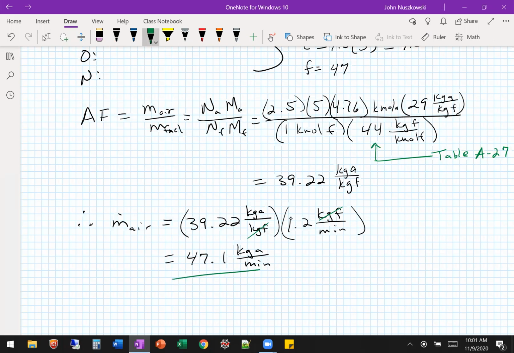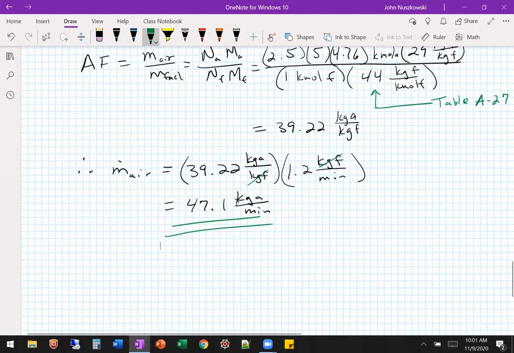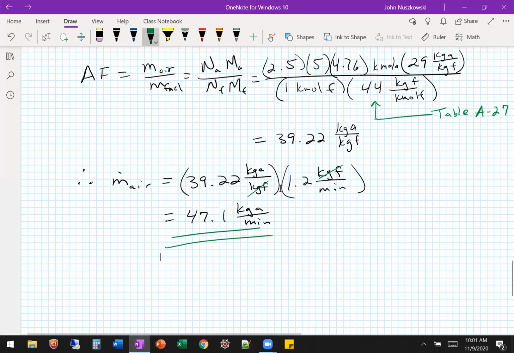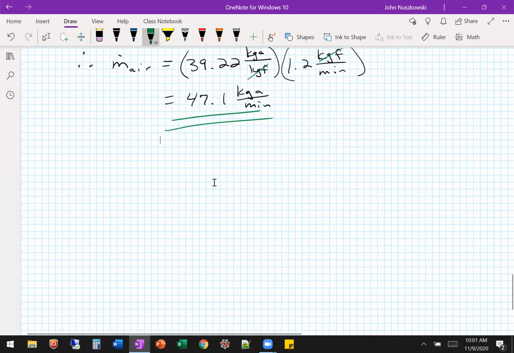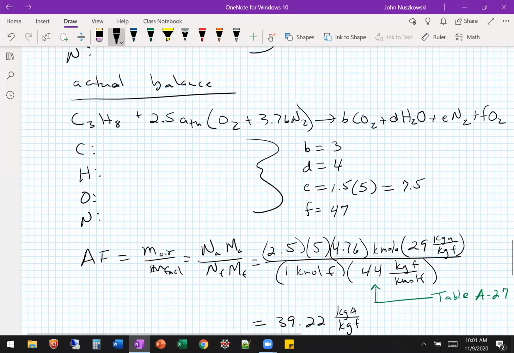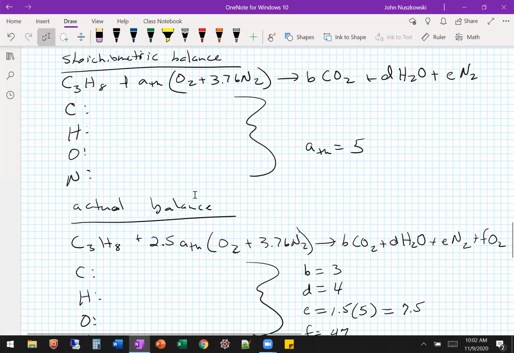Any questions? So only using the air to fuel ratio was new. Everything else was very similar to the last problem, right? Most of these problems all start out with something to do with the chemical balance to begin with.